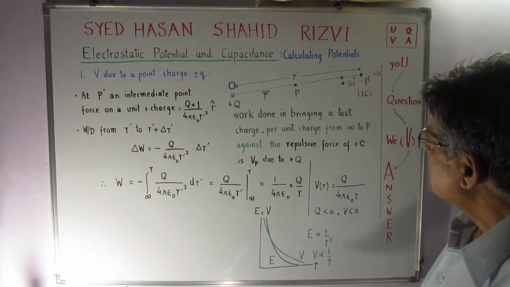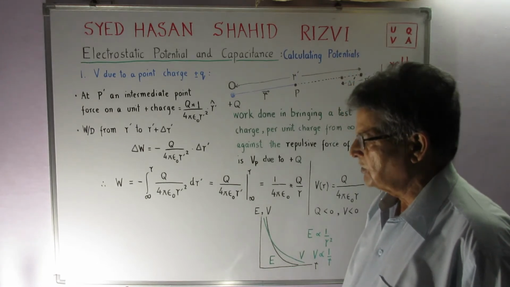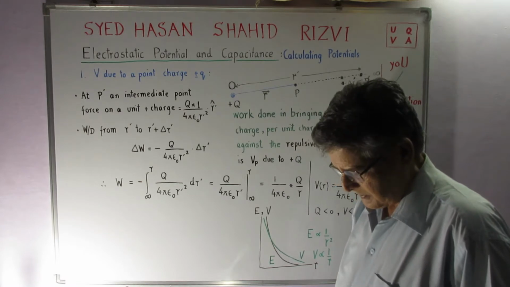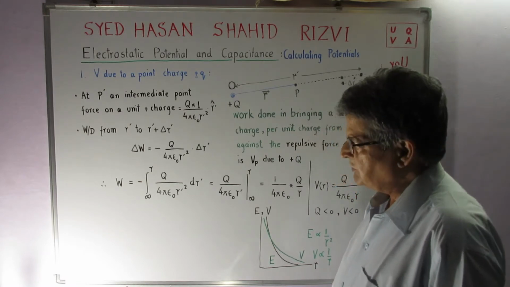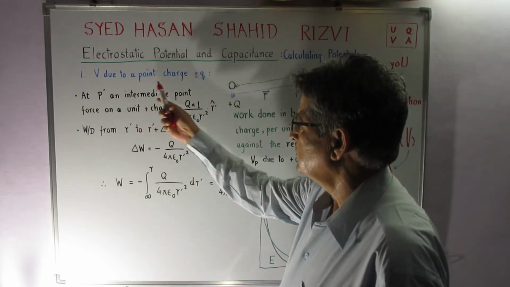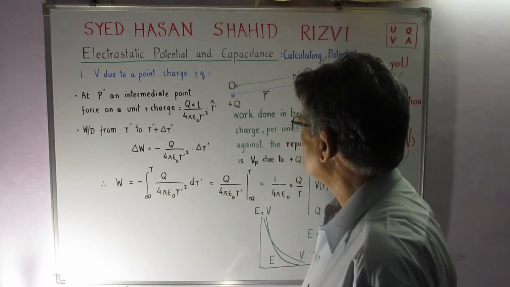We will calculate potentials, electrostatic potentials, due to some very simple cases. The first case that we take is to calculate the potential due to a point charge plus or minus Q.